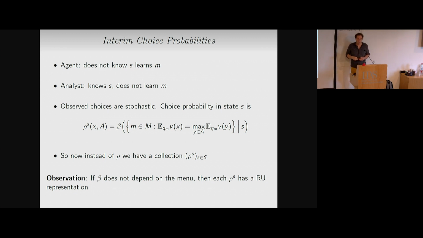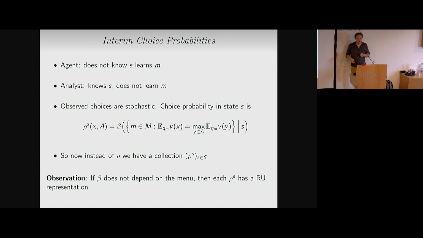And so in the eyes of the agent, given a message, the choice is deterministic. But in the eyes of the analyst, the choice is stochastic, because for each state, there is a probability distribution over messages. For each message, the agent forms a posterior and makes a choice. So there's a probability distribution over choices.